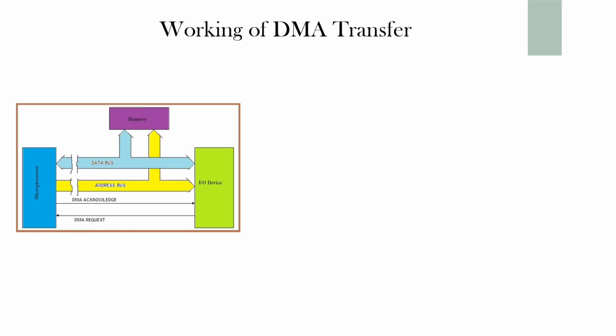We are going to the working part of the DMA controller with the diagram. So this is the diagram of DMA transfer. The DMA controller has to share the bus with the processor to make the data transfer, and the device that holds the bus at that time is called the bus master.